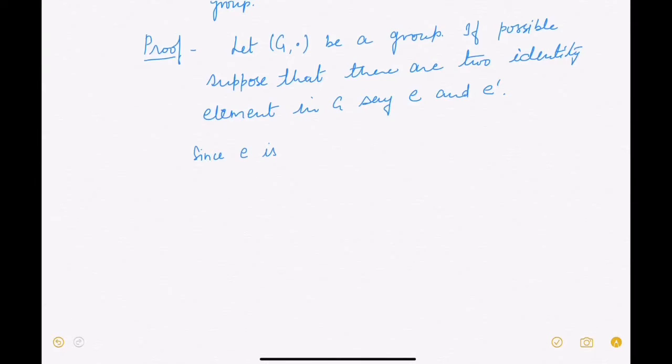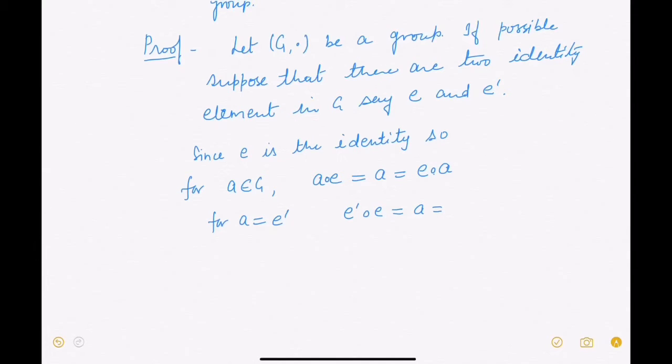Since E is the identity, for A belongs to G, A · E is E · A. For A equal to E dash, we may write E dash operation E is E operation E dash. This is 1.